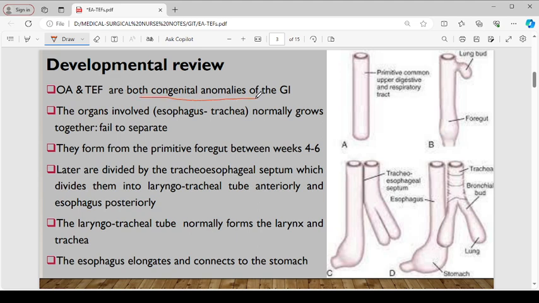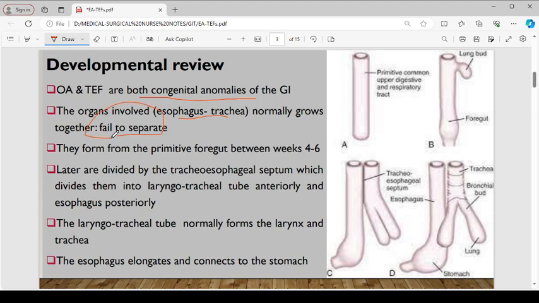On the developmental review, esophageal atresia and tracheoesophageal fistulas are both congenital anomalies, as we have already said. The organs involved here are the esophagus and the trachea, which normally grow together. But in the case of esophageal atresia and fistulas, they fail to separate.